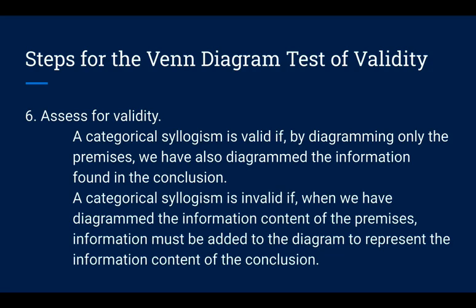Step 6. Assess for validity. A categorical syllogism is valid if, by diagramming only the premises, we have also diagrammed the information found in the conclusion. This should sound very familiar. It's much like the way assessing for validity using the square of opposition works.